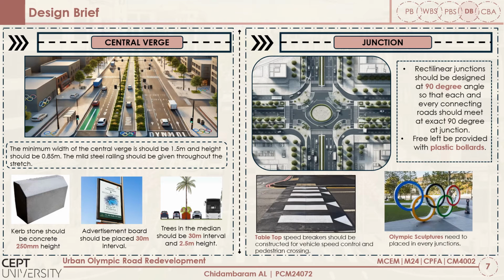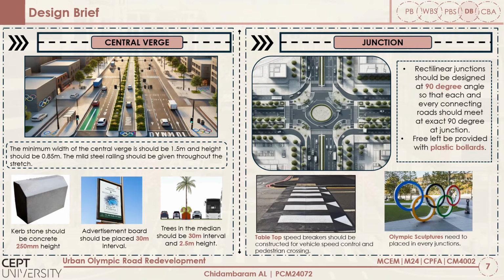The next major component is central verge. The central median should be designed for the minimum width of 1.5 meter and a height of 0.85 meter. The mild steel railing should be provided for the whole stretch. The median should be uniform throughout the whole stretch. Curb for the separation of median and the carriageway should be 250 mm high, and the advertisement board should be placed every 30-meter interval. The tree should be designed as same as footpath and placed every 30-meter interval.